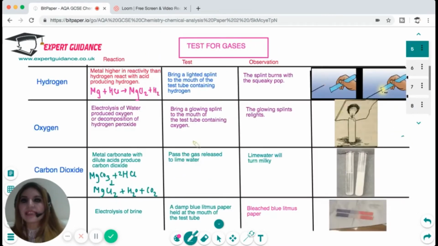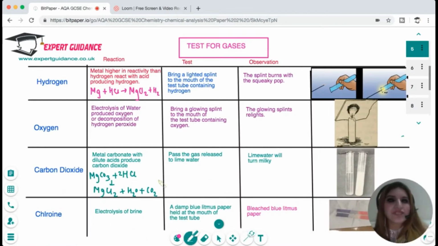Next, very important, the tests for various gases. You should know the tests for hydrogen, oxygen, carbon dioxide, and chlorine. Now, where is hydrogen produced? If you remember the group 1 reaction, whenever any metal reacts with an acid, it forms a salt and hydrogen. And how do we test for hydrogen? We bring a lighted splint to the mouth of the test tube, and we see it burns with a pop sound. So it's the squeaky pop test.